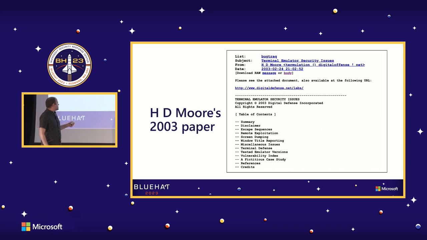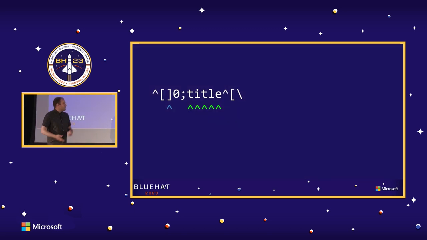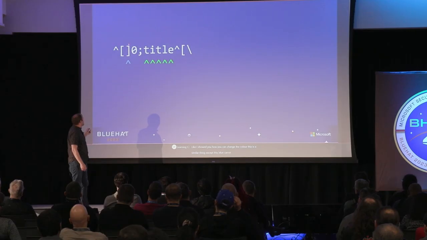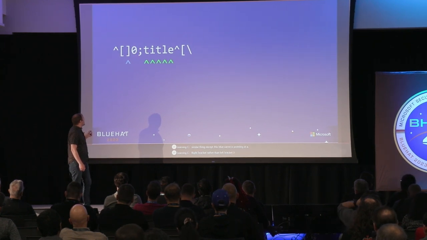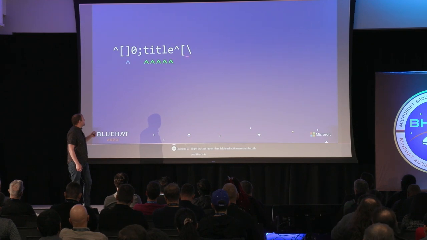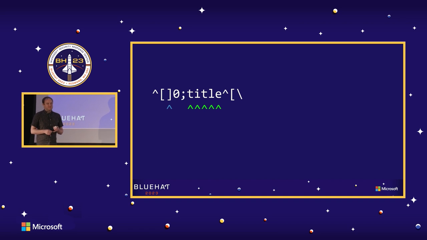So let's move on to window title reporting. Like I showed you how you can change the color, this is a similar thing, except this blue caret is pointing at a right bracket rather than a left bracket. Zero means set the title. Then this string here, up to the terminator, is the title. So okay, that's quite simple. If you've customized your shell prompt, you might have come across how to change the title of the window to your desire. It's pretty simple, but it's an escape sequence that can actually take a string.